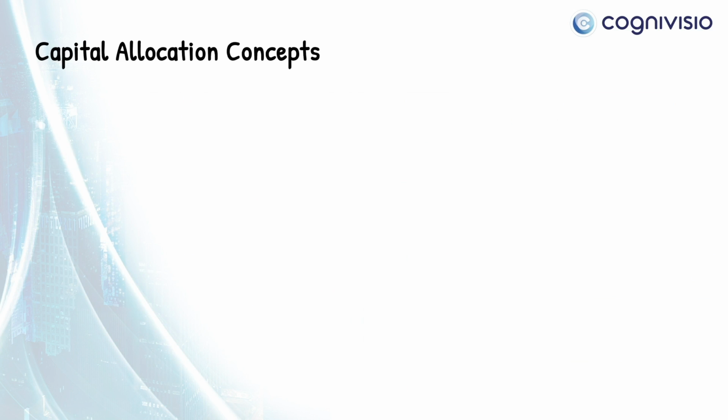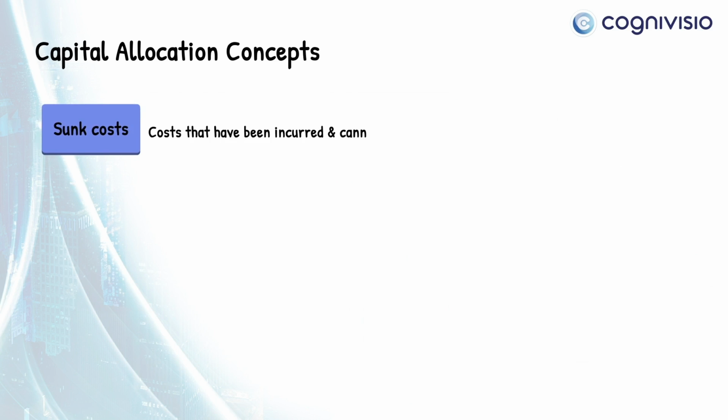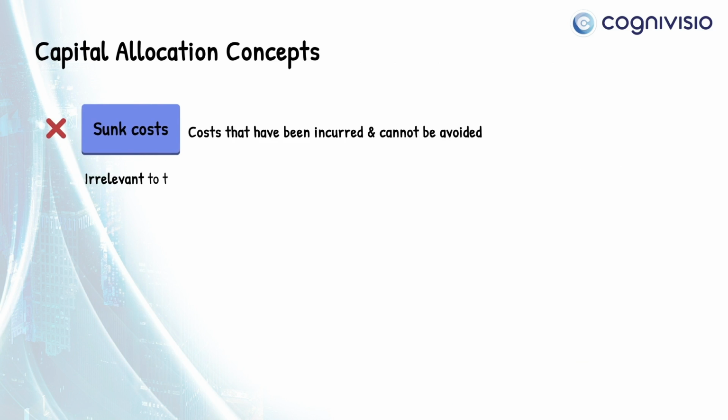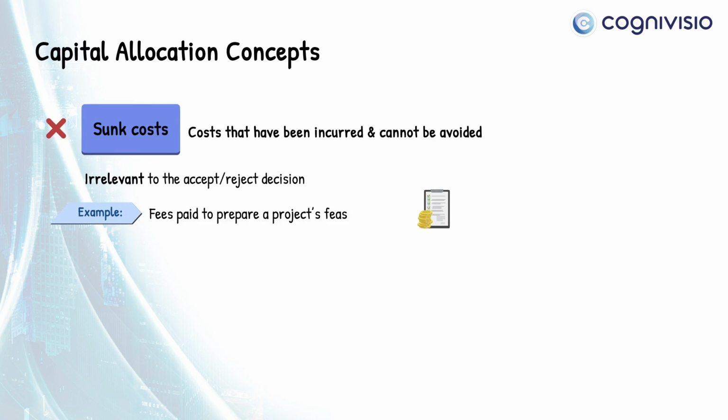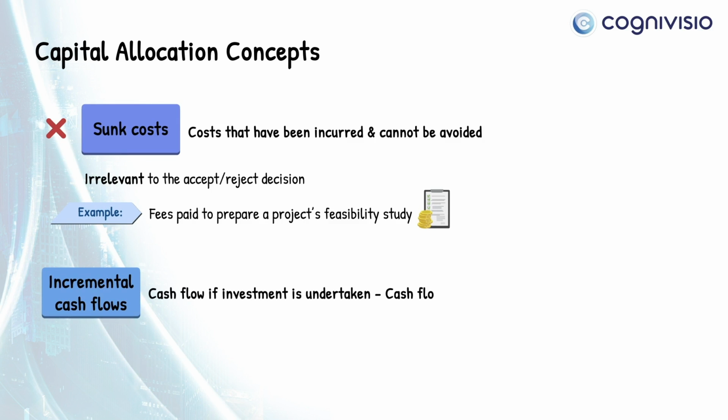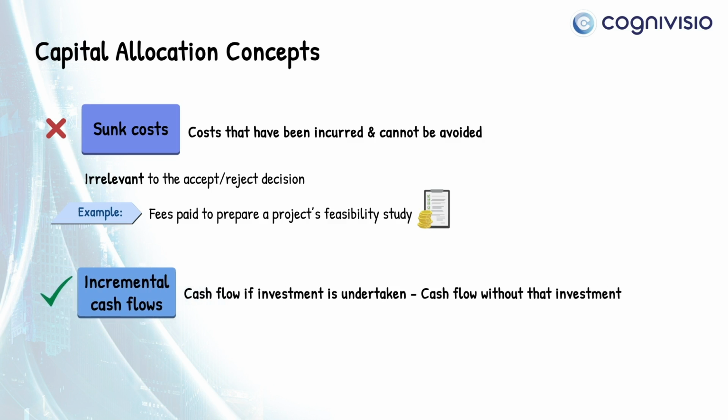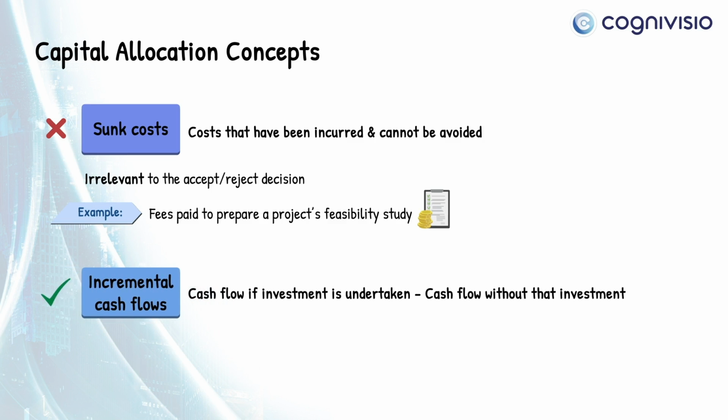Now, let's go through some of the primary concepts of capital budgeting. Sunk costs, which are costs that have been incurred and cannot be avoided, are irrelevant to the decision of whether to accept or reject the project. For example, the fees paid to prepare a feasibility study of the project are considered sunk costs. An incremental cash flow is the difference between the cash flow if an investment is undertaken and the cash flow without that investment. Incremental cash flows should be considered in the analysis.